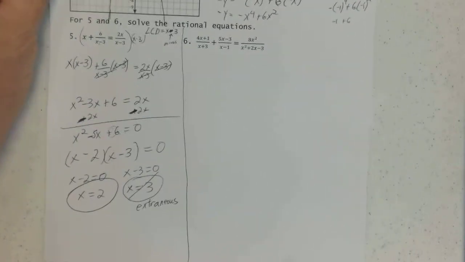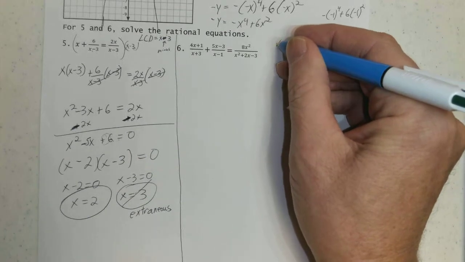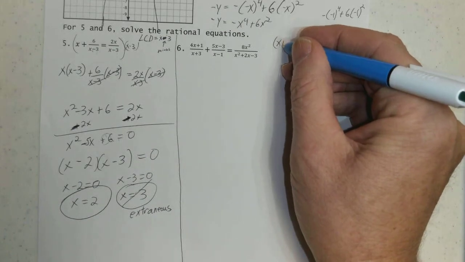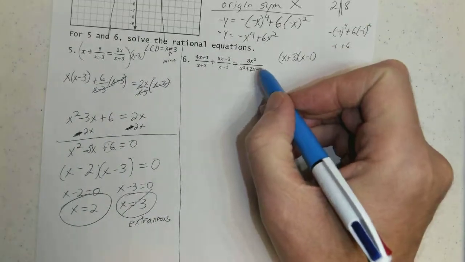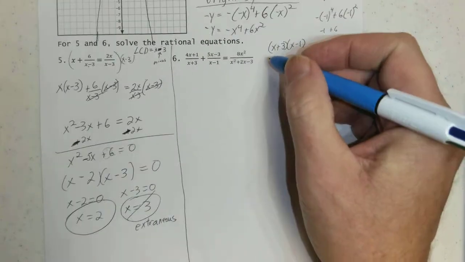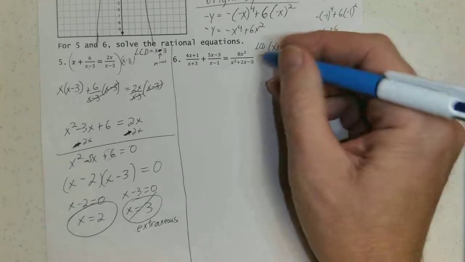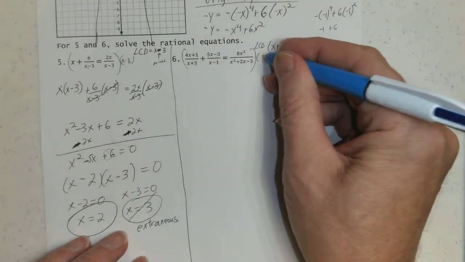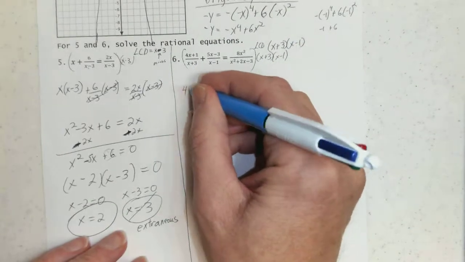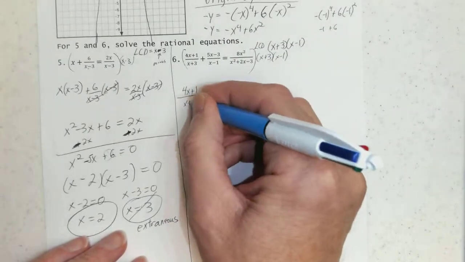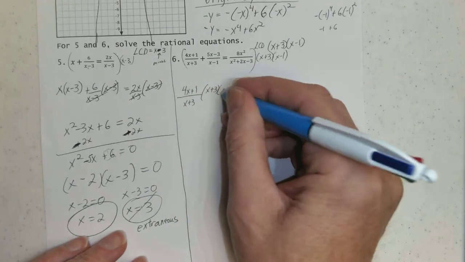Okay, let's do this one here, number 6. x squared plus 2x minus 3 is x plus 3 times x minus 1 if you factor. Multiplies to negative 3, adds to 2, that does satisfy that. So that is our LCD. So I'm going to multiply through by x plus 3 times x minus 1. I got 4x plus 1 over x plus 3, and I'm multiplying it by x plus 3 times x minus 1.